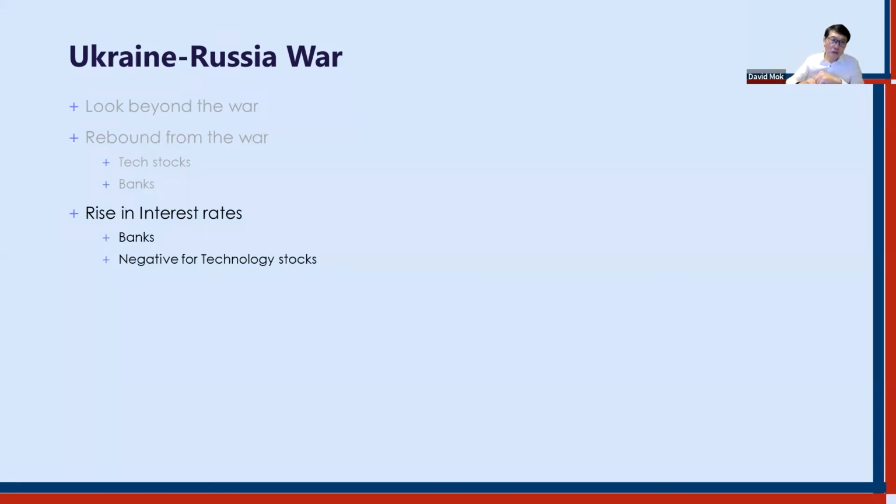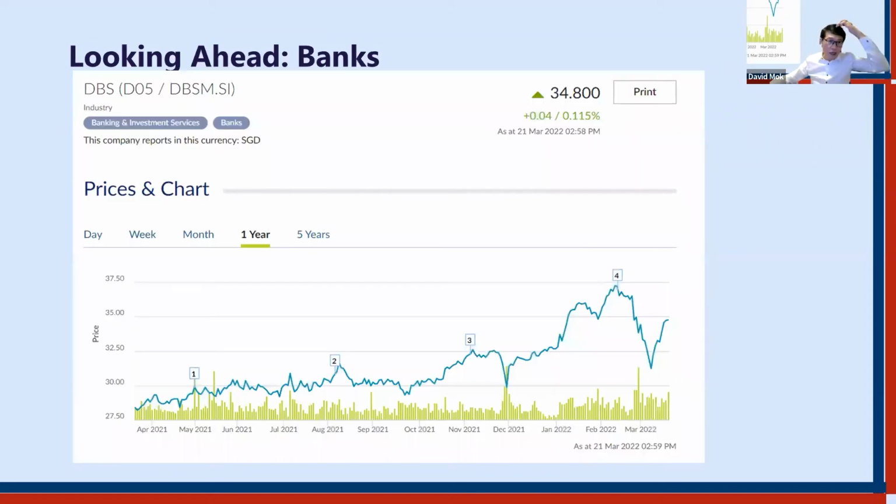I think you all know when interest rates go up, the discounted value back to present value is not very good for technology stocks. So while there's a rebound for tech stocks, there's also a negative pressure down on them. But it seems that the plus is banks, right? Banks benefit from a rebound, and banks benefit from the interest rates. So one of the ideas that you want to think about is DBS. Okay, DBS here in Singapore, it's a traumatic rebound.